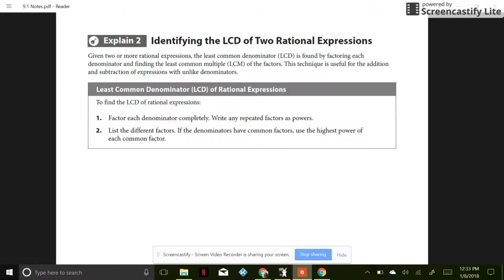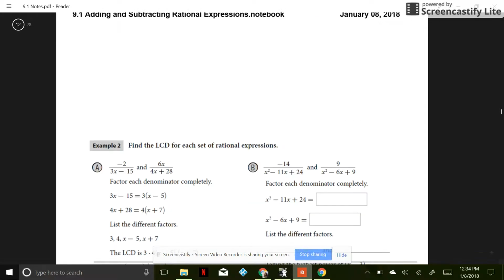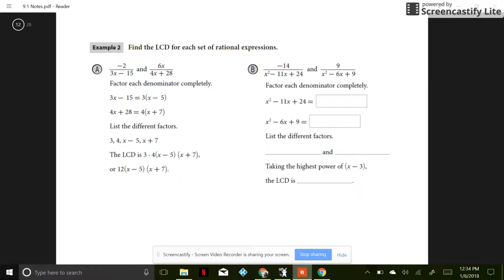Continuing with the work we were doing with rational expressions, if we want to identify the least common denominator of two rational expressions, there's a process to follow. First, factor each denominator completely, write any repeated factors as powers, and list the different factors. If the denominators have common factors, use the highest power of each common factor. The least common denominator is the product of those factors.